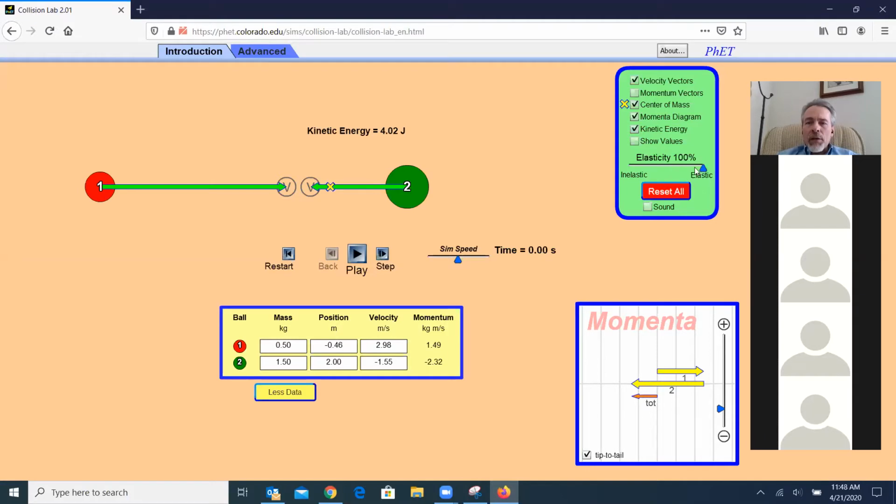Well, there's a little slider here. You can slide this wherever you want. I'd like you to slide it over and do completely elastic collisions. Okay.